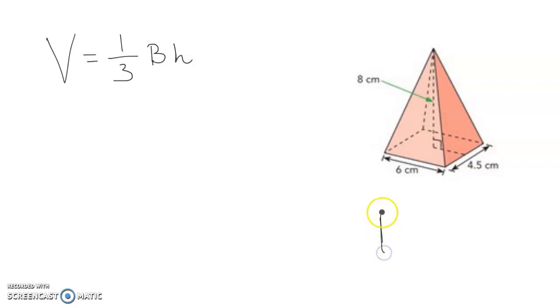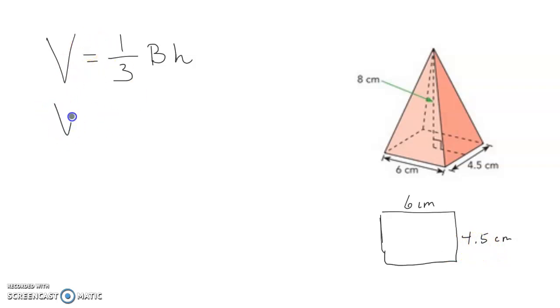I've got a rectangle that looks like this. I'm looking at it overhead. It looks like this: 6 centimeters and 4.5 centimeters. So I have to find the area of that. To find the area of a rectangle, I'm just doing length times width. So 6 times 4.5 is going to be 27.